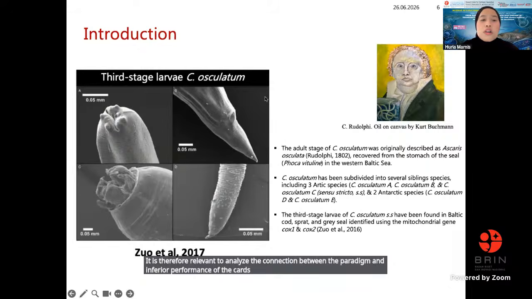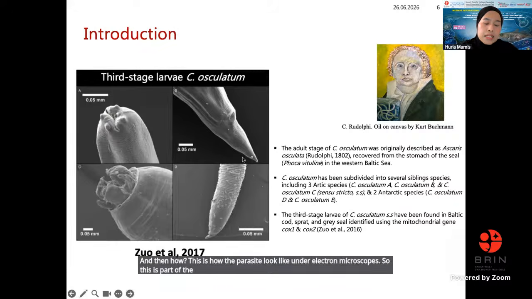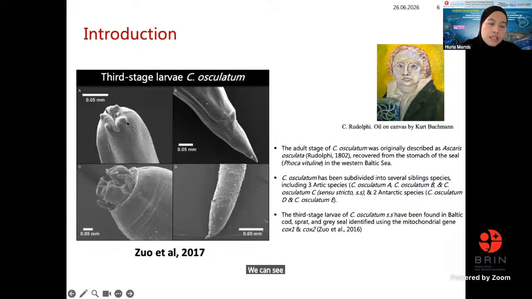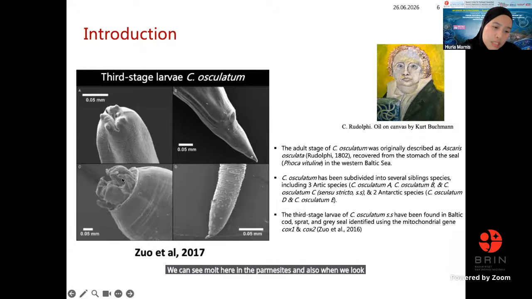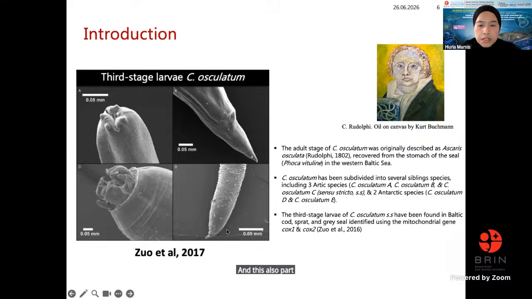And this is how the parasite looks under electron microscopes. So this is part of the anterior and this is the posterior part. We can see a mold here in the parasites. And also when we look in more detail, this is the boring tooth. And this is also part of the posterior.